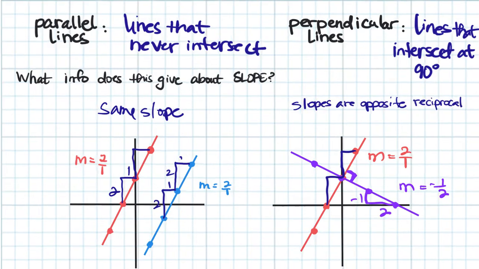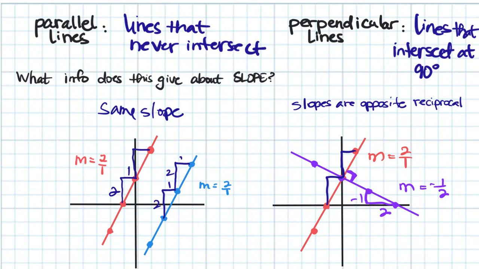Opposite means you are going to switch the sign. And the reciprocal means you flip the fraction. So when one of the slopes is 2 over 1, and it's positive, the perpendicular slope would be negative, and instead of being 2 over 1, it's 1 over 2. Another way that you can check this is the product of the two slopes. If I take 2 over 1 and I multiply that by negative 1 over 2, the product of perpendicular slopes is always going to be negative 1, so that's a check for you.